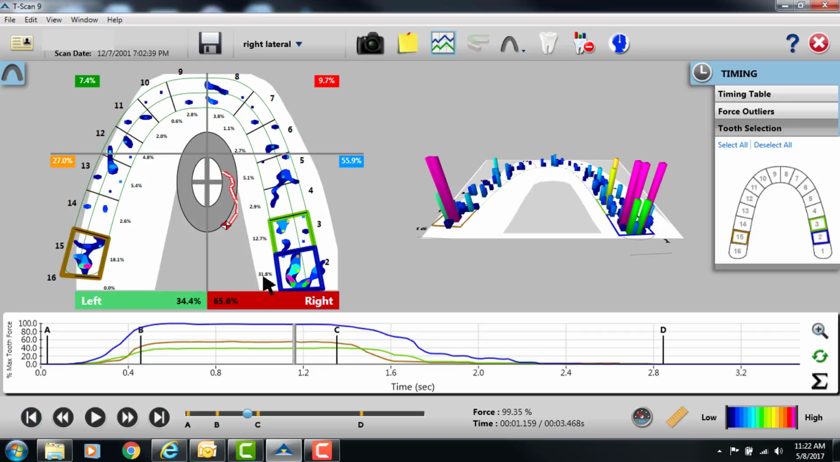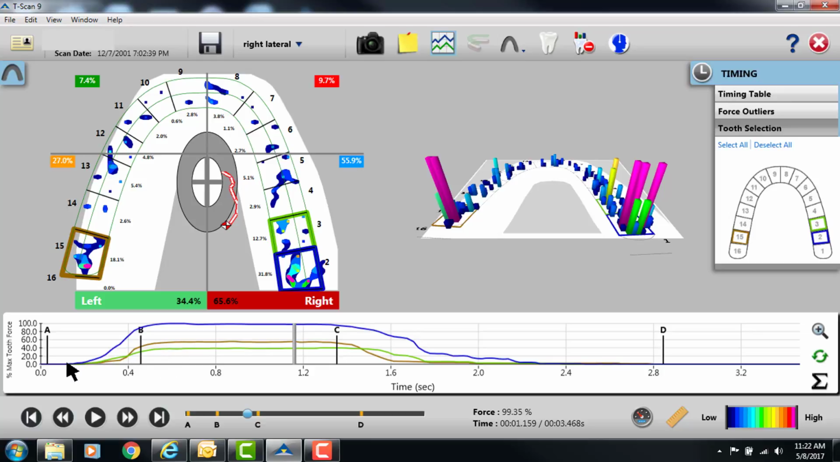You can get that perspective, but sometimes the visual is good for the patient, trying to explain what your concerns are, where you're going to start your adjustments. Another cool piece of information that you get from using the tooth selection is when these contacts are loading.